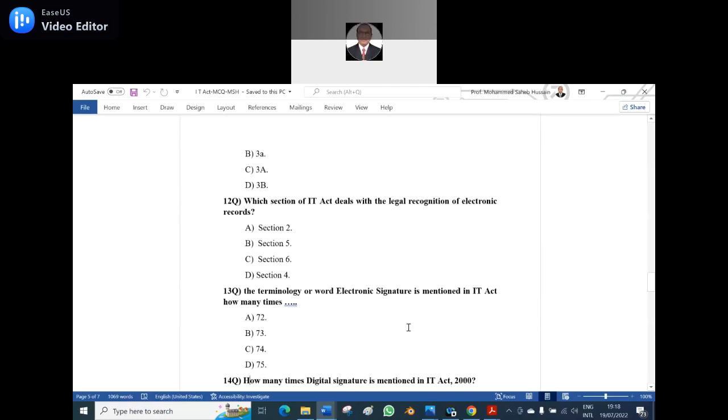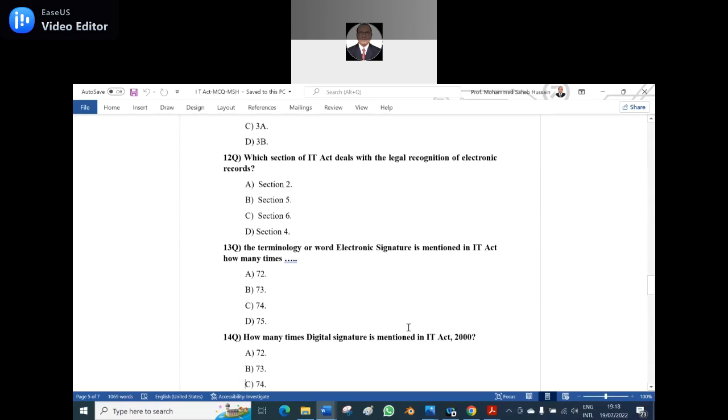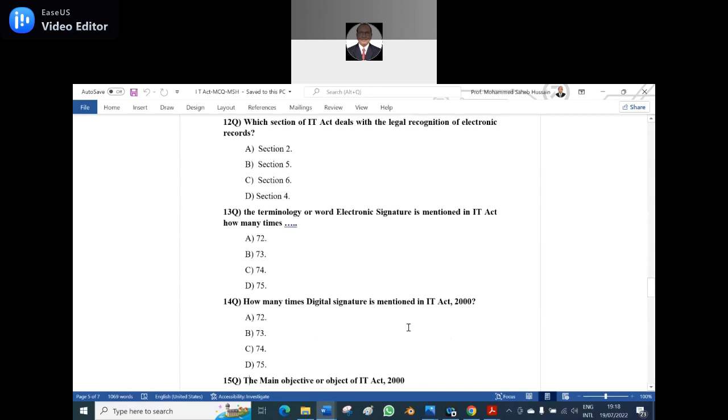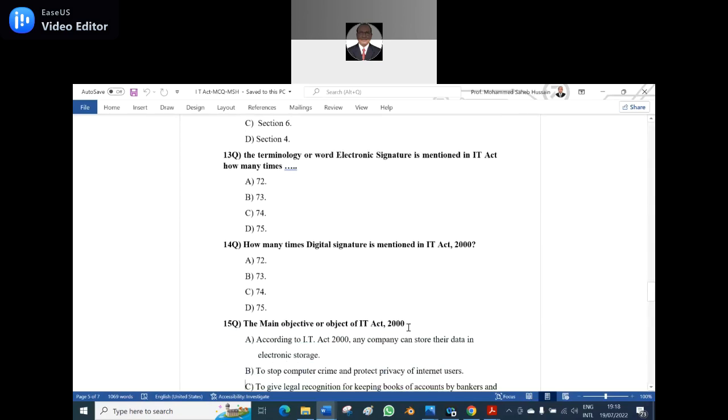Next question, 13th question. The terminology or word electronic signature is mentioned in the IT Act how many times? Yesterday I already told you. 75, it's option D, 75 times. How many times is digital signature mentioned in the IT Act 2000? Already told you. 75, sir. 75, D is the option.